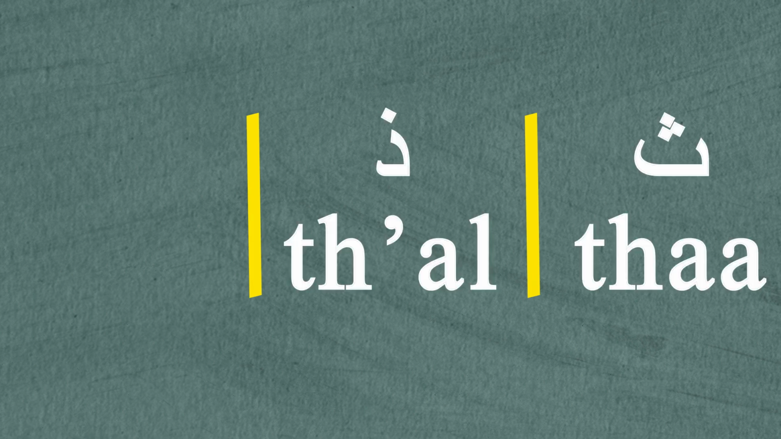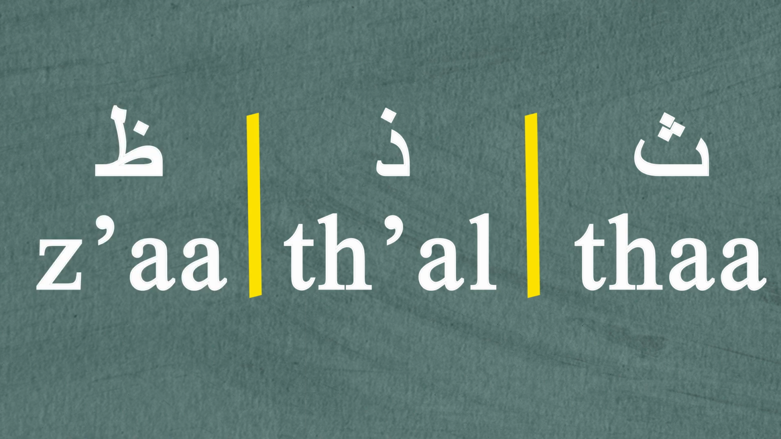So we got three letters that we get the tip of the tongue outside. Can you guess what they are? Sa, zal, and za. Very great.